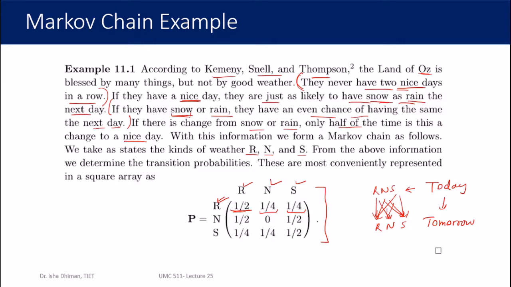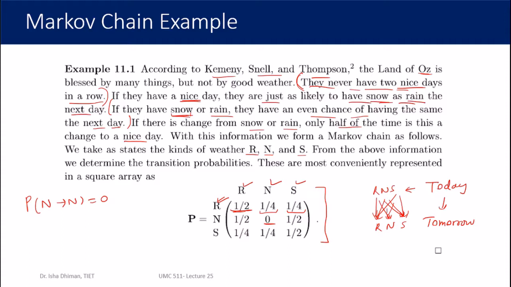Okay, so this line I was explaining: they never have 2 nice days in a row. That means the probability of going from nice to nice is 0, they never have this happening. So that means N to N. So here it is definitely written 0.